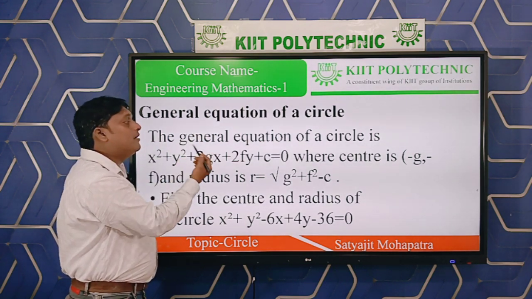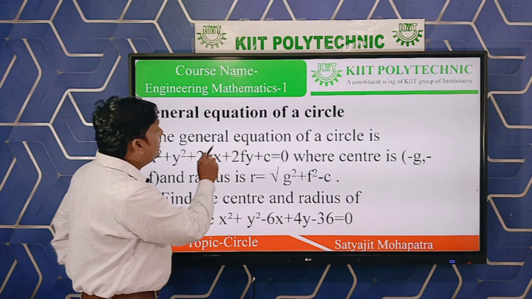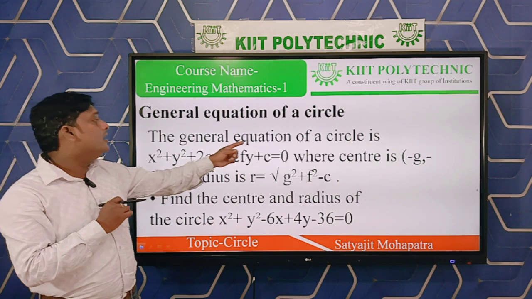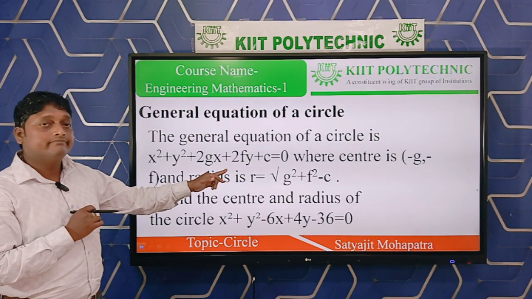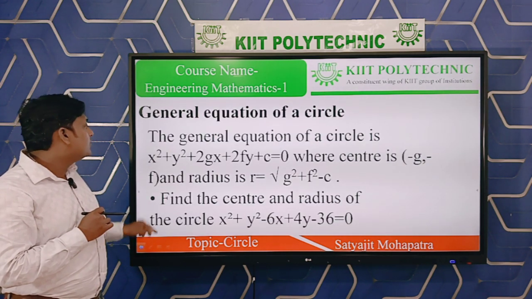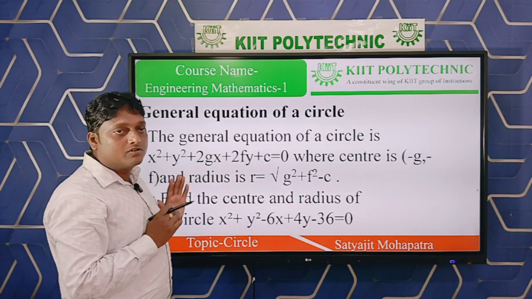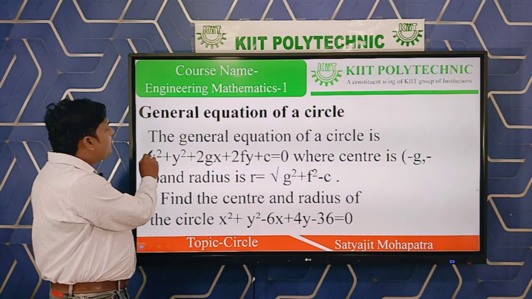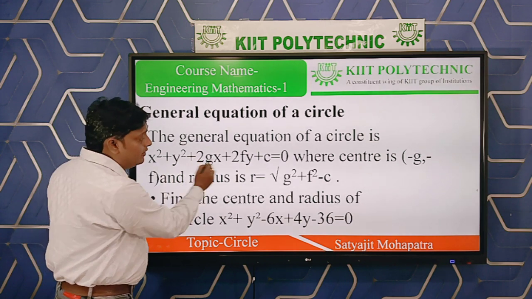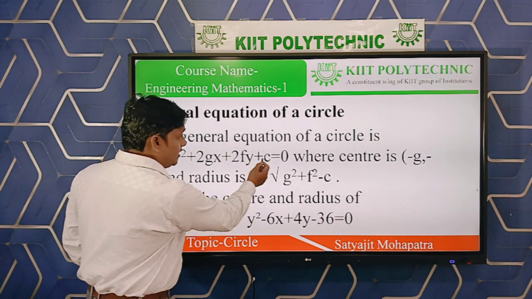In the previous part we covered the equation of the circle when the center and radius are given, but here is the general equation of a circle. All of you see the general equation of a circle and its form. It's a quadratic equation: x square plus y square plus 2gx plus 2fy plus c equals 0. It means x's power is 2, second degree; the 2gx and 2fy terms are of first degree; and c represents the constant term having no degree.